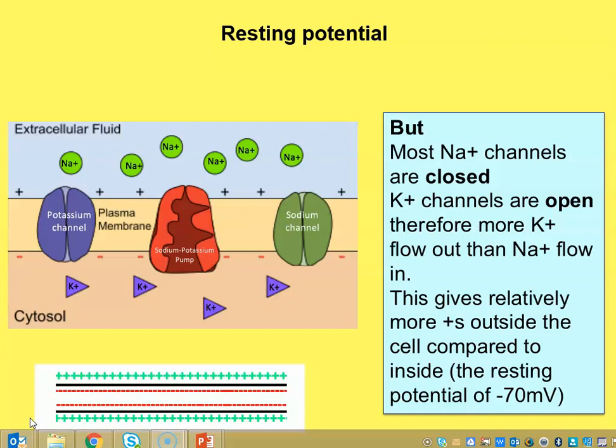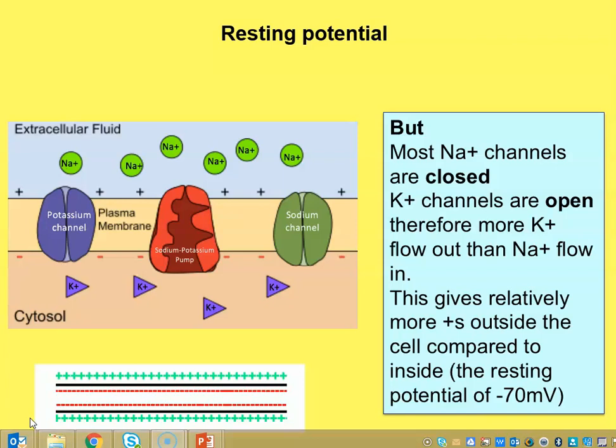The inside still is positively charged because we've got potassium ions, which are positive, but because we have many more positive ions on the outside, because we've got all those sodiums and we've got extra potassiums now, it means that the outside of the membrane is relatively more positively charged than the inside. And that gives us a potential difference across the membrane. A potential difference is basically a voltage where we would have a difference in charge across the membrane, and the resting potential is actually calculated to be minus 70 millivolts.